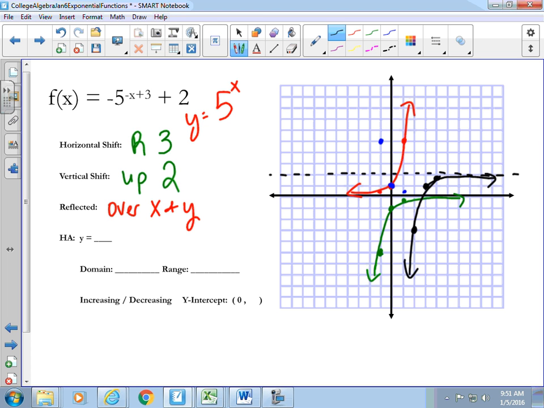Horizontal asymptote. Well, what is it? Right, 2. That will always be the vertical shift. And remember, right now we are only looking at the black graph for domain and range. The other ones are. You could even go back on your homework and erase the other ones if they're in your way. What about the range on the black graph? Negative infinity to 2.